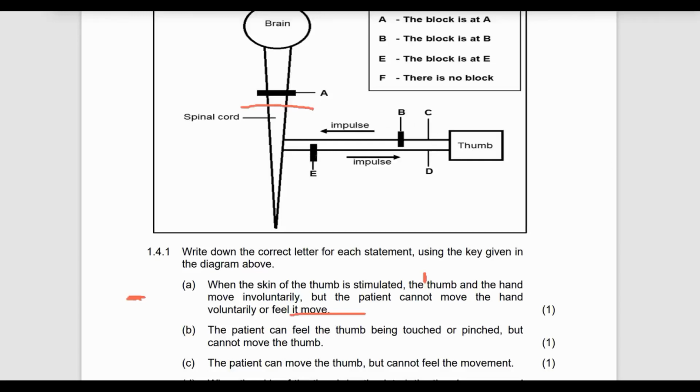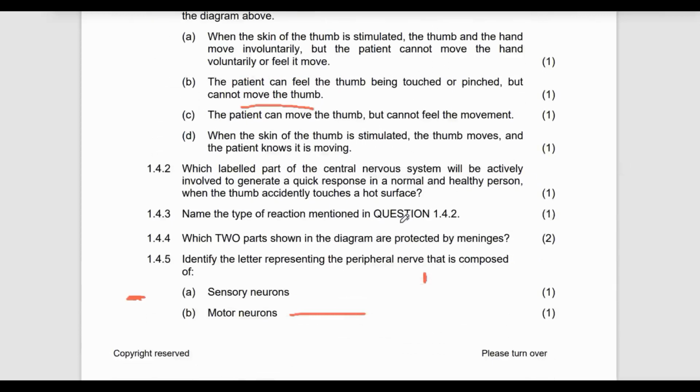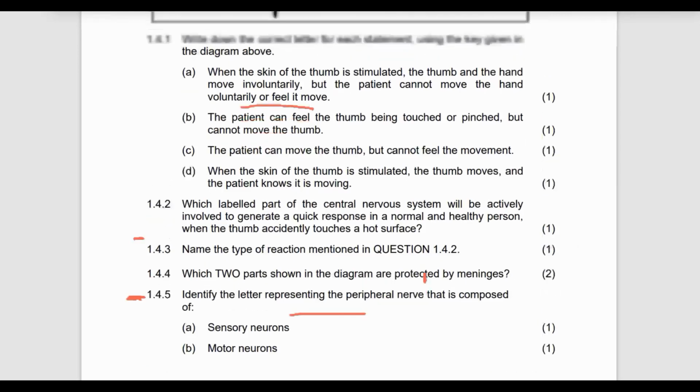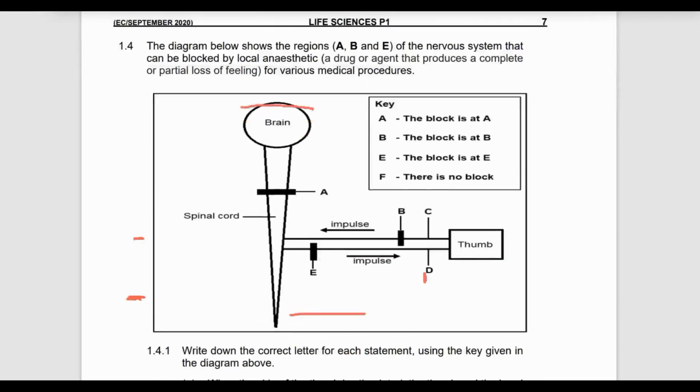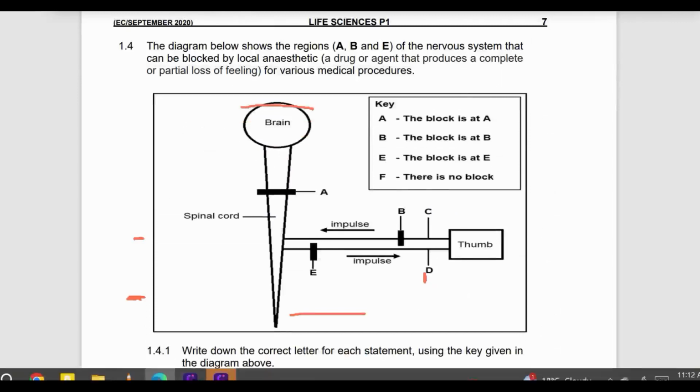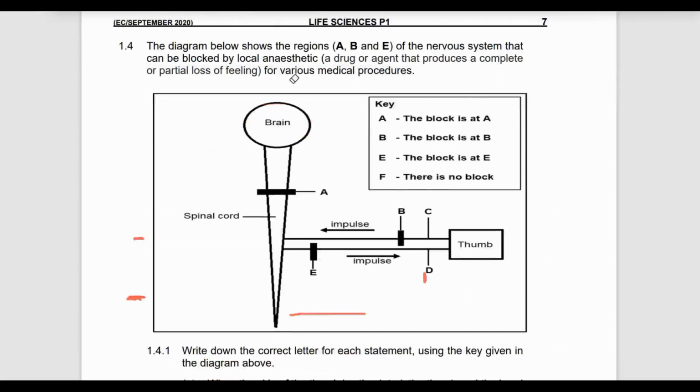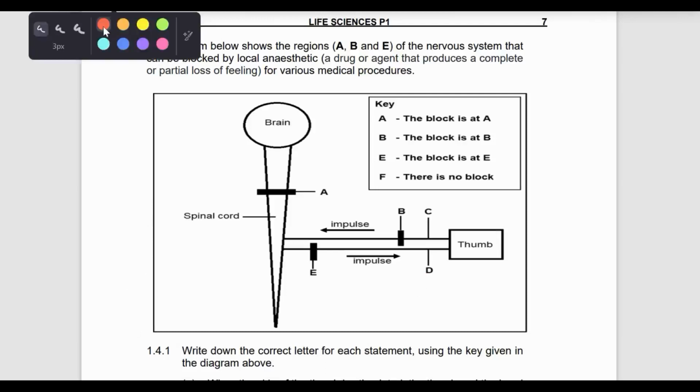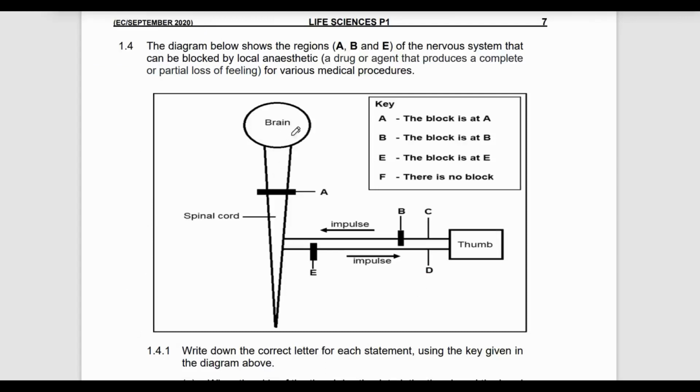Okay, let's move down, guys. I think you get it. 1.4.4 says which two parts shown in the diagram are protected by meninges? What parts are protected by meninges in this instance here? It's your brain and the spinal cord, right? Yes, it's your brain and spinal cord.